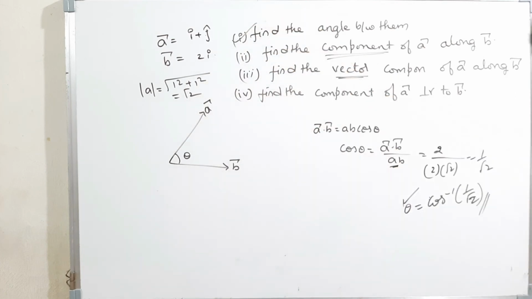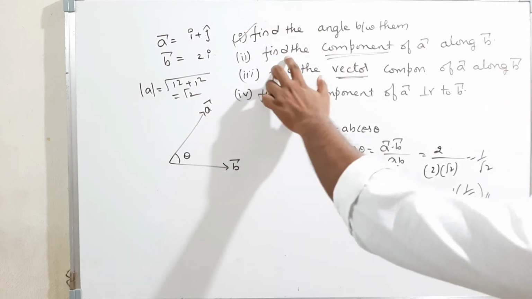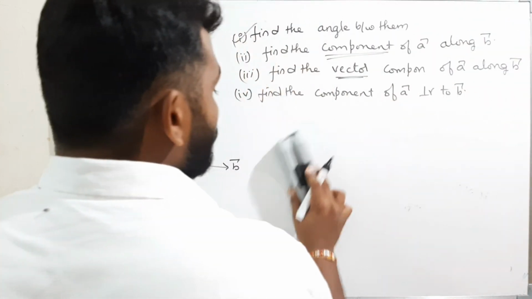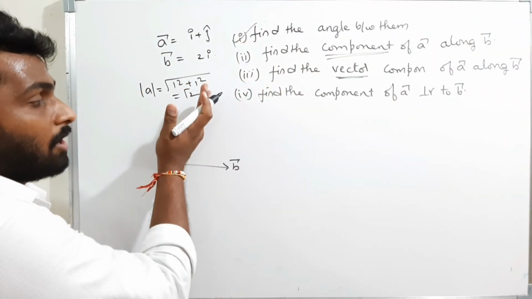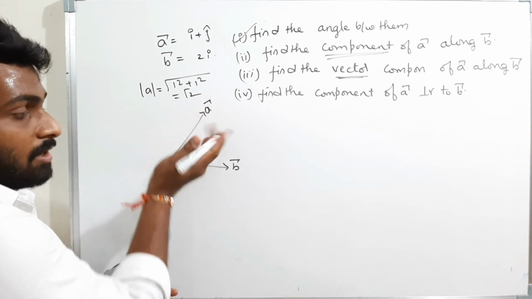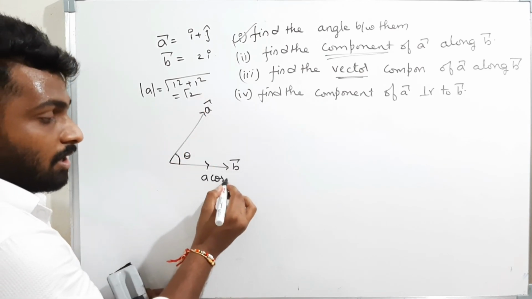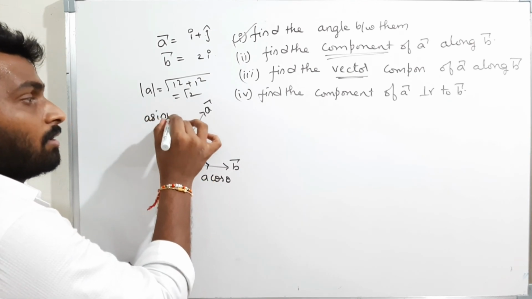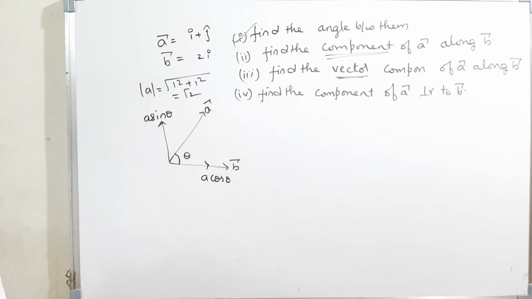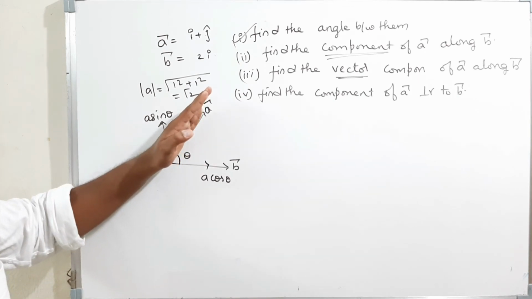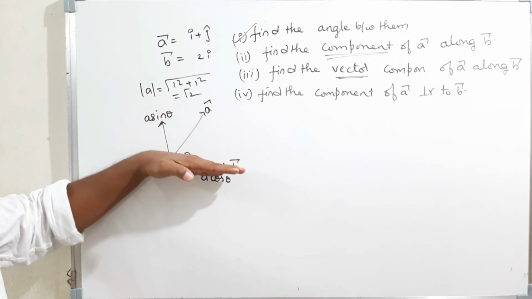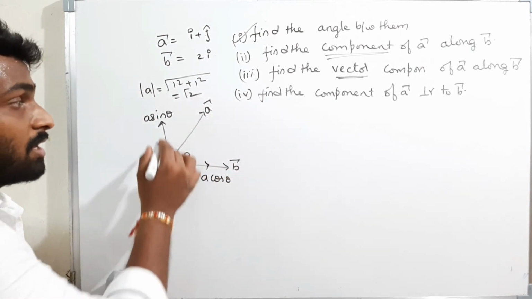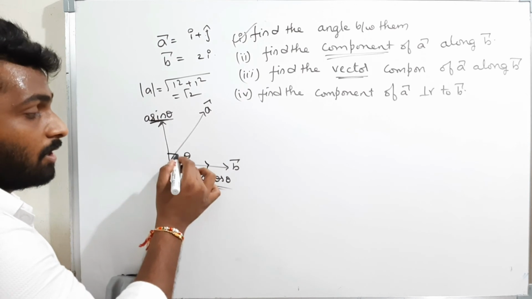Okay, next one. What do you have to find? Find the component of a bar along b bar. Now see here. What is the component of a bar along b bar? Along the angle side it is a cos theta. Along the perpendicular side it is a sin theta. Along the angle side I am resolving a bar into two components. Angle side is along b bar. On the other side is a sin theta. Always this a sin theta and a cos theta must be perpendicular.